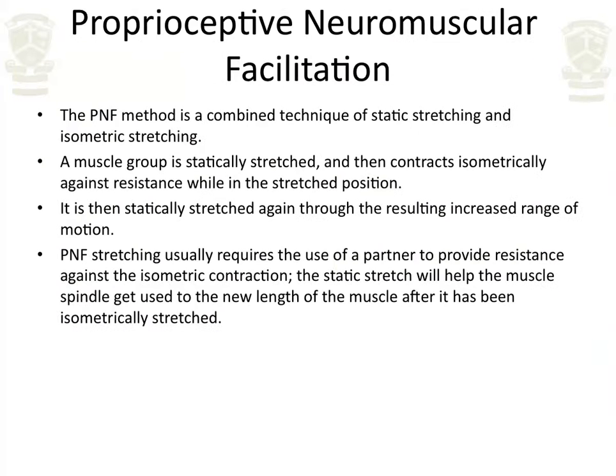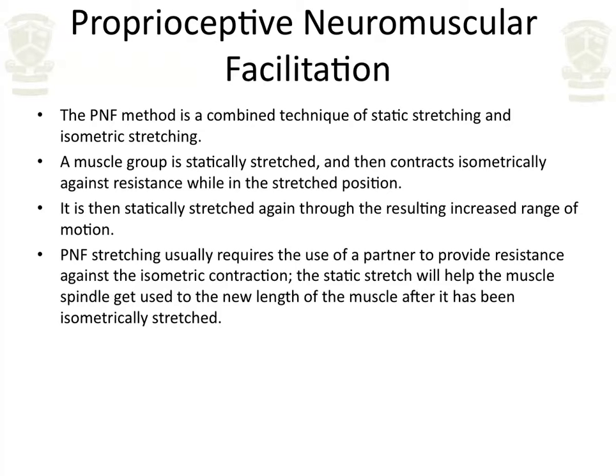used to be. Third area is proprioceptive neuromuscular facilitation, PNF stretching. And we spoke about before, the P in PNF relates to a partner stretch. So it's a combined technique of static stretching and isometric stretching. Isometric is where the muscle is activated, but there's no change in its length.